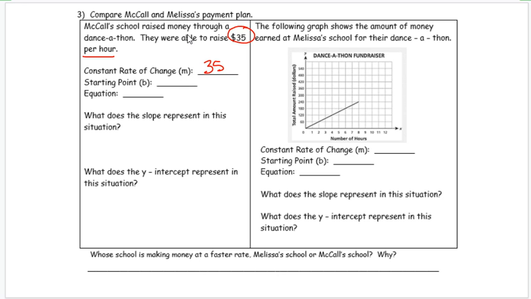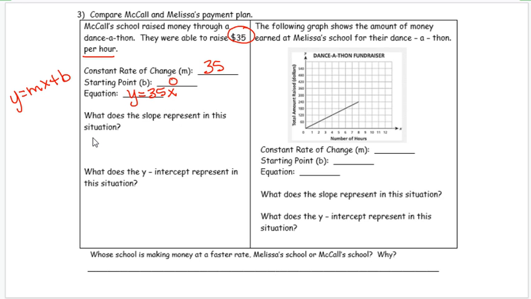The starting point, where does McCall's money start at for the dance-a-thon? Well, it doesn't say they have any, so we assume that they're going to start at 0. So b would be 0. So let's put this in an equation written in slope-intercept form, y equals mx plus b. So for that we would have y equals 35x, because that would be our slope, times x. And for the b, I don't need to put plus 0 because there's nothing out there. So I'm just going to leave it as y equals 35x.